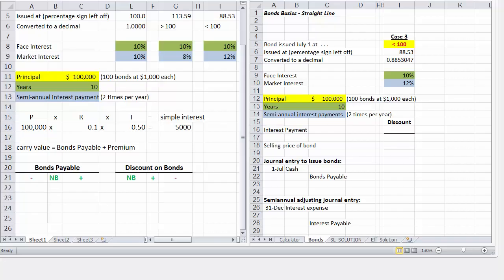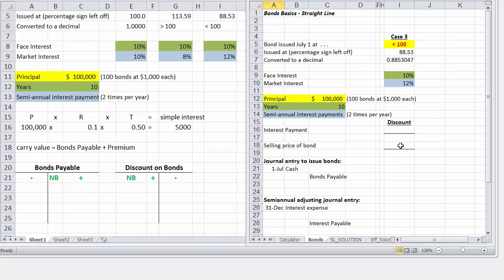This is the third video of 3 videos related to bond basics for the straight line method. In this third scenario, you'll notice that our face interest is still 10%, however now the market interest rate is 12%. So the going rate out in the market for similar investments is 12%, whereas we're only offering 10%. In this scenario, the bond would be issued at a discount. So that means we receive less upfront than what we would have to pay back upon retirement.